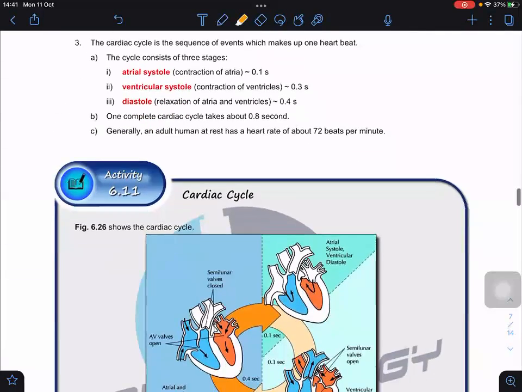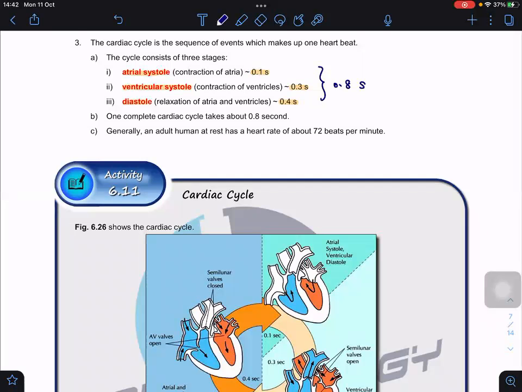The cardiac cycle is a sequence of events which make up one heartbeat. It consists of atrial systole, which takes about 0.1 seconds, followed by ventricular systole, which takes about 0.3 seconds, and diastole, 0.4 seconds. So the total process is roughly 0.8 seconds. If you divide 60 by 0.8, you get about 72 to 75 heartbeats per minute.